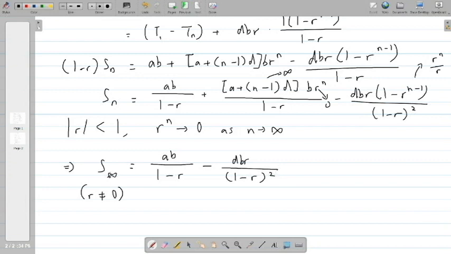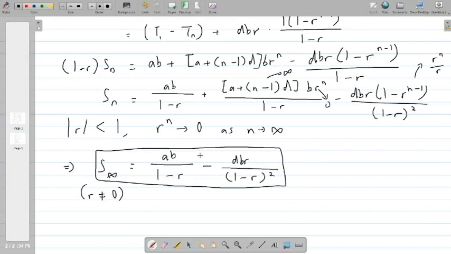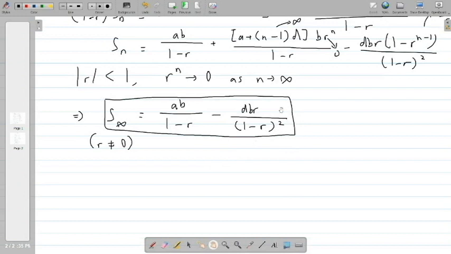So this is actually the sum to infinity formula, which is much simpler. You notice that if r is equal to 0, this whole thing just goes to 0, because if r is 0, we don't even need to care about what happens to this one. It just goes to 0. So this is the sum to infinity formula of an arithmetico-geometric progression with starting terms a and b and common ratio r and common difference d.